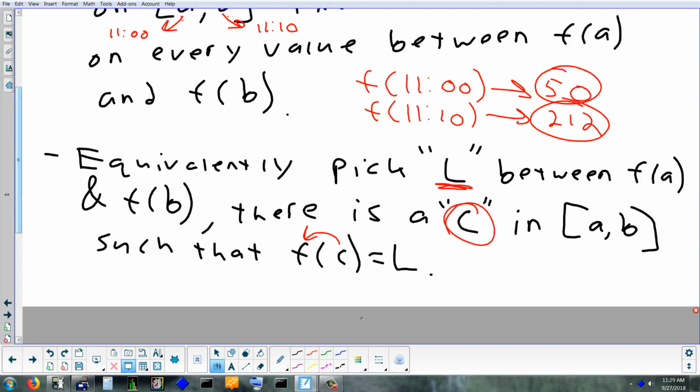You can pick any number you want between f of a and f of b, which in our case was 50 and 212. And there's a time, an x value, somewhere between when you started and when you stopped, such that at that time, it's exactly the temperature you want it to be, as long as you pick a number between 50 and 212. If you pick 40, well, no, that wouldn't work, because we didn't start at 40, we started at 50.